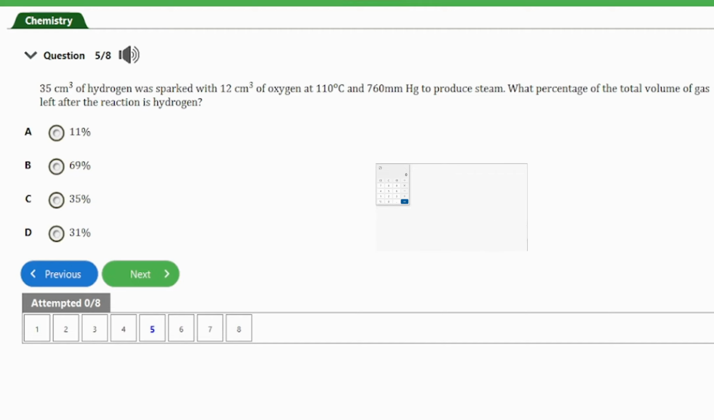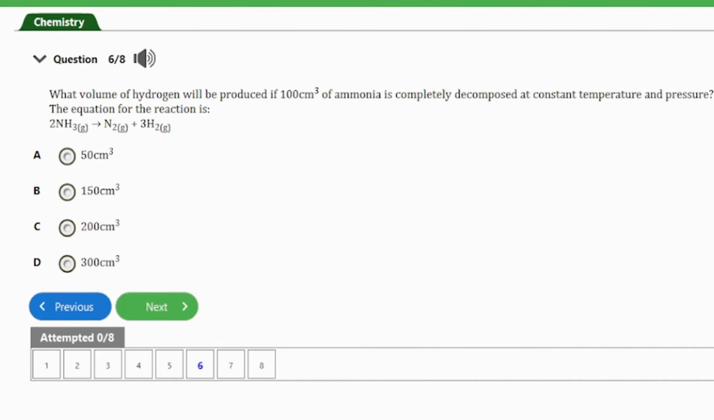So let's go ahead and wipe this off, and then let's consider the next question, guys. So the next question here, guys, is question number 6. It says, what volume of hydrogen will be produced if 100 cm cube of ammonia is completely decomposed at constant temperature and pressure? The equation for this reaction is 2 molecules of ammonia decomposing to form 1 molecule of nitrogen and 3 molecules of hydrogen. So guys, we are simply just going to use this equation of the reaction here to know the ratio.